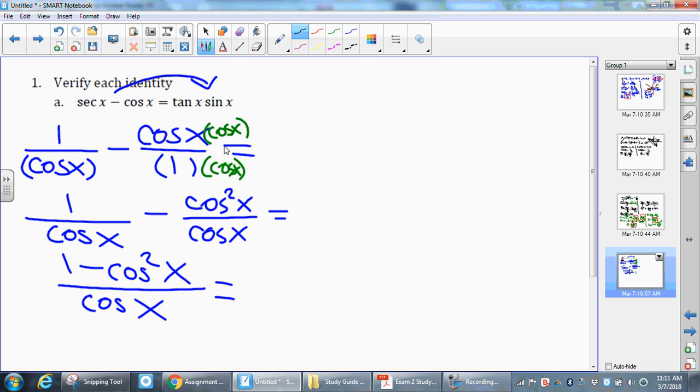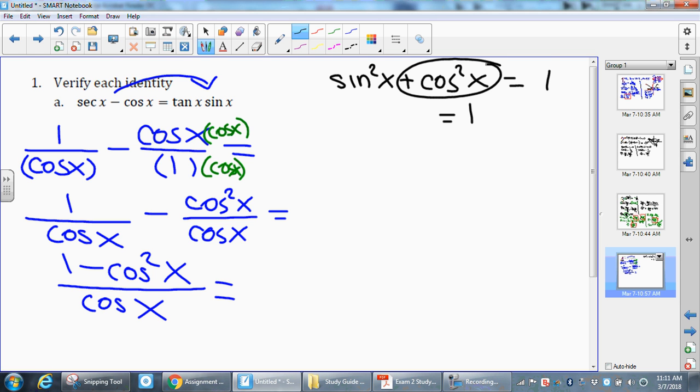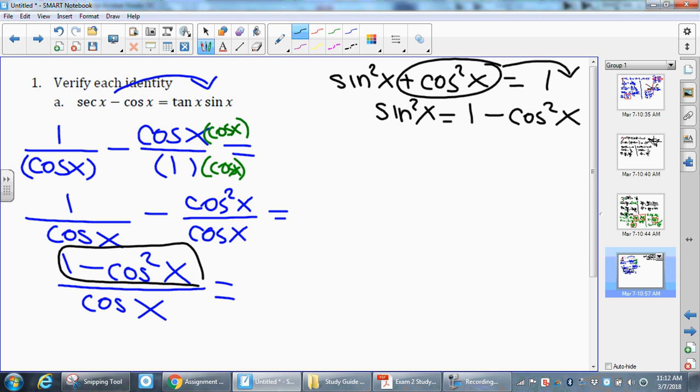And remember, I'm not going to give you that formula. You have to know it. So it is sine squared x plus cosine squared x equals 1. So if I leave my 1 on the right side, and take this positive cosine squared x to the left, it will be minus cosine squared x. And then on the right side, I will have sine squared x. So I'm going to replace this expression here with sine squared x. And so that will be the next step.